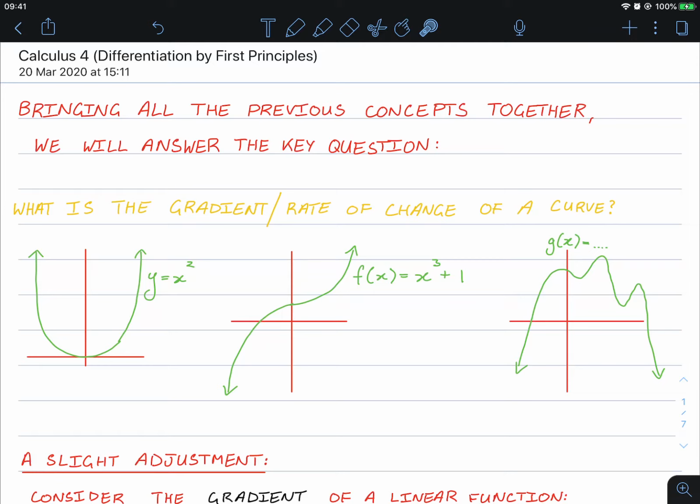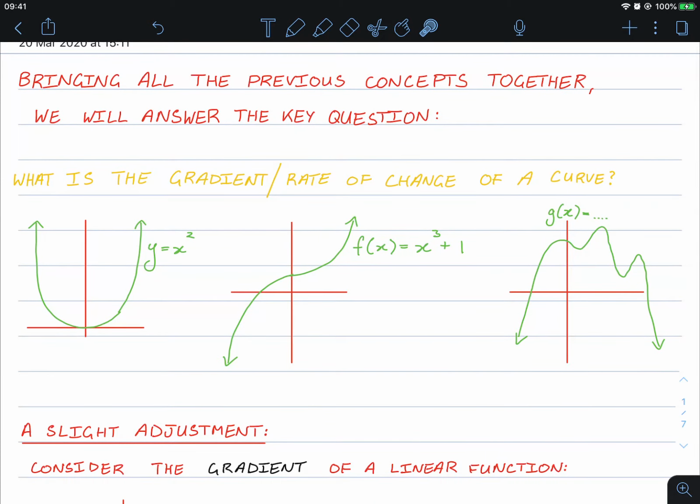Hello class, this is Calculus Part 4. In this video we'll be looking at differentiation by first principles. Bringing all the previous concepts together, we will finally answer the question, what is the gradient or the rate of change of a curve?